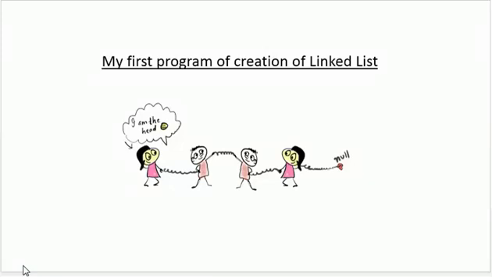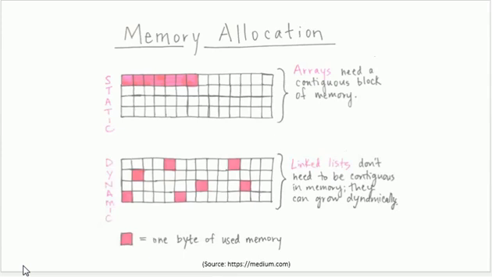Hello students. Today our topic of discussion is creation of linked list. So here we are going to learn how to write our first program which creates a linked list. But before the creation of linked list, it becomes important for us to understand how values are actually saved in linked list. So we have only two kinds of memory allocation.